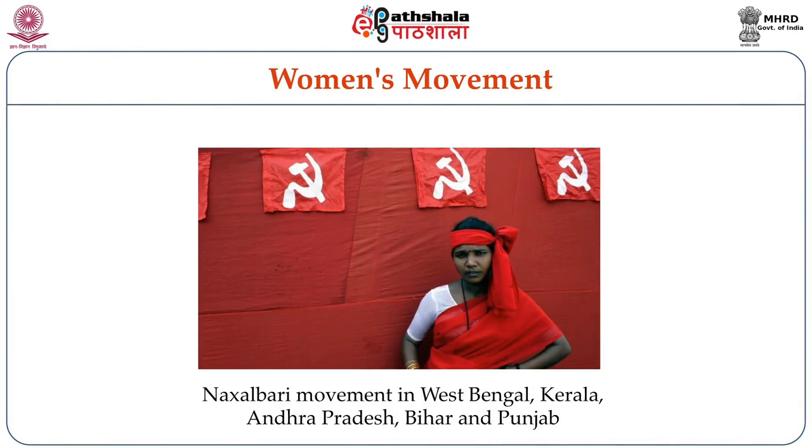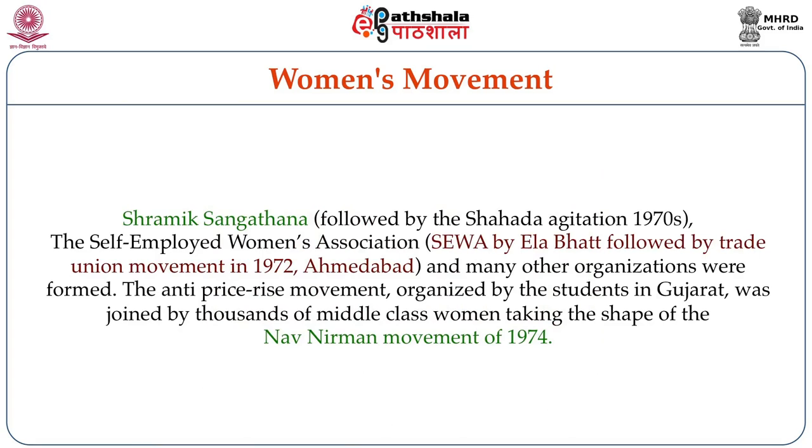Now, in the late 1970s, we find a number of movements in the radical left as well as in the socialist front, which has important implications for the growth of women's organizations during this phase. One such movement is the Naxalbari movement, which started in West Bengal and later spread to Kerala, Andhra Pradesh, Bihar, and Punjab. And gradually we find women's organizations coming up, like Sromik Sangathan, finally leading to the Shahada movement of the 1970s.